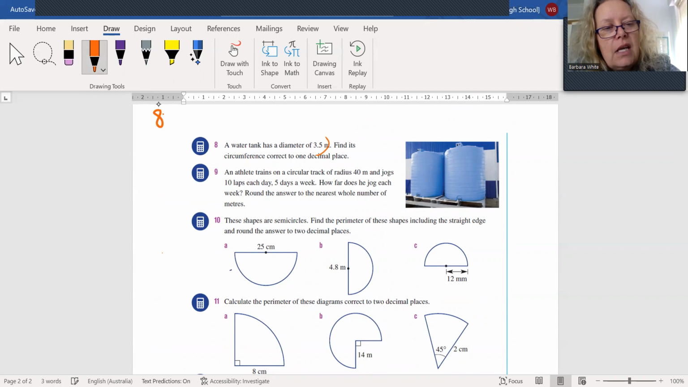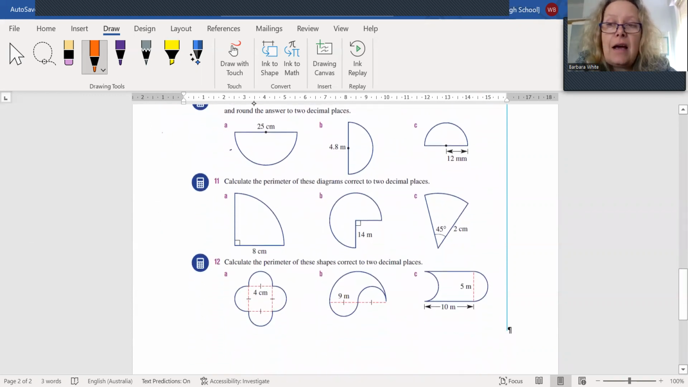Question 8. Circumference equals 2 times pi times the radius, equals 2 times pi times, what's the radius? That's the diameter, so half of that is the radius, 1.75 meters, equals, press those buttons on your calculator and get an answer, okay?